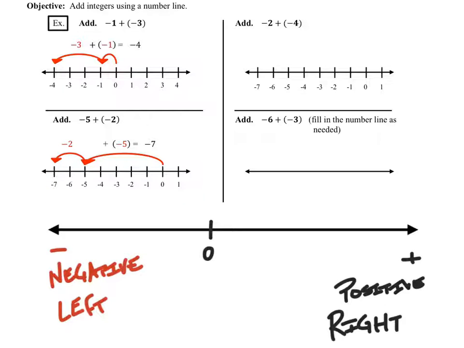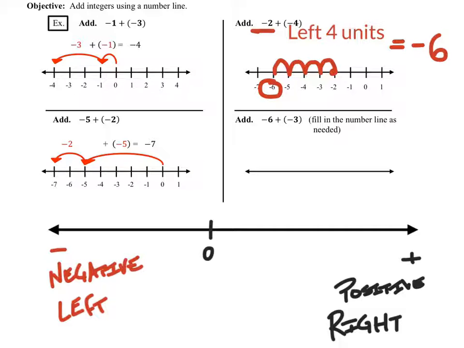So it's going to work the same way with this example right here. I'm going to start at negative 2, which is right here. And then it says it's adding negative 4. So this negative really is the same as saying that I'm going to go to the left 4 units. So from negative 2, I'm going to go to the left 1, 2, 3, 4 units. And where do I end? I end at negative 6. So this equals negative 6 right there.